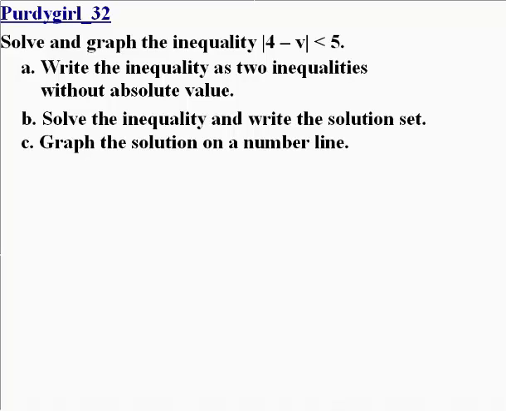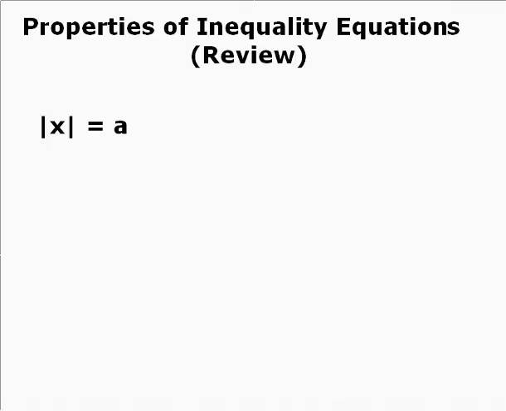Now, in order to successfully solve this problem, I think it's important to have a firm grasp on the properties of inequalities. So before starting, I will do a short review on the properties of inequalities. Here we have a very basic equation where the absolute value of x is equal to a. This means that x is equal to a, or that x is equal to negative a, where a is some constant. If we were to draw this out on a number line, we would draw this out with two closed circles at points negative a and a to reflect the fact that x is equal to only the values a and negative a.